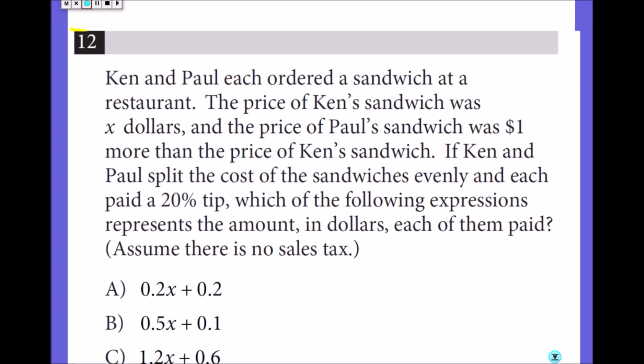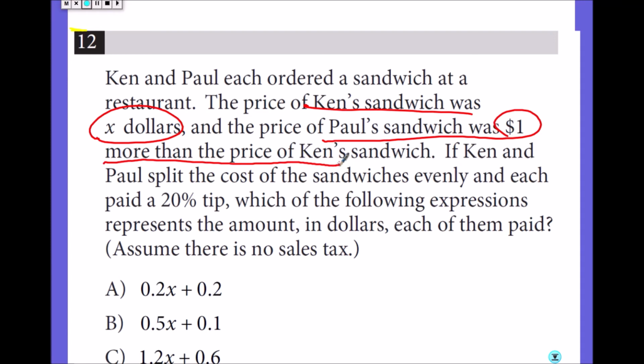Ken and Paul each ordered a sandwich at the restaurant. The price of Ken's sandwich was x dollars. So Ken's sandwich was x dollars. And the price of Paul's sandwich was $1 more than the price of Ken's. So that's x plus 1, right? If Ken and Paul split the cost of the sandwiches evenly and each paid a 20% tip, which of the following expressions represents the amount in dollars which each of them paid?